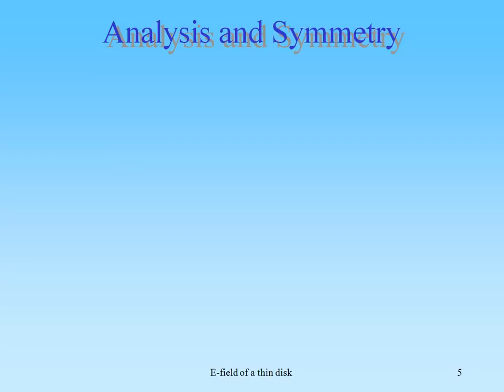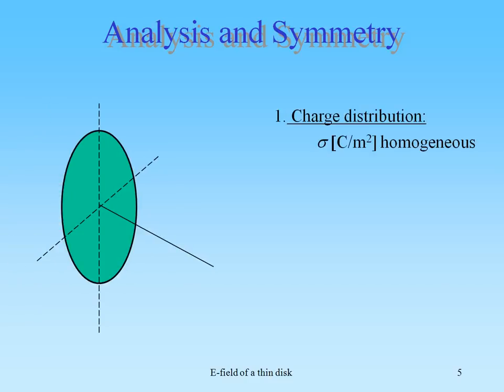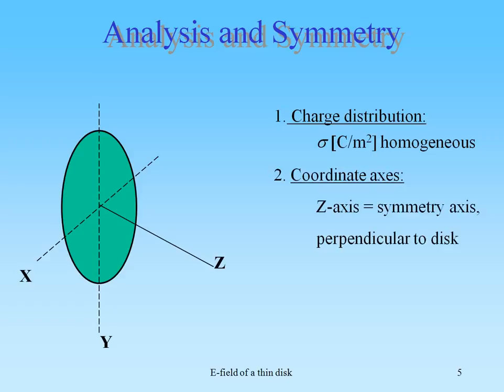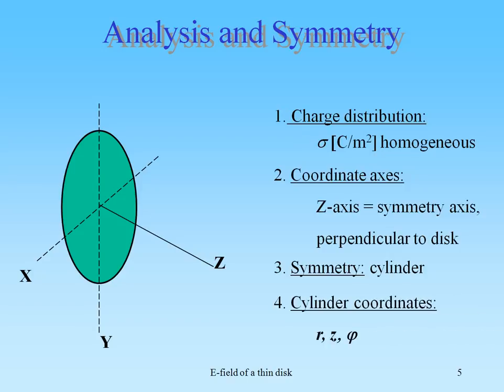First the analysis and symmetry. We have a charge distribution sigma, homogeneous, coulomb per square meter. Coordinate axes: the z-axis is the symmetry axis perpendicular to the disk. And the symmetry is cylinder symmetry around the z-axis. And therefore we better use cylinder coordinates r, z and phi. Er, the unit vector in the r direction, in the z direction and in the phi direction.